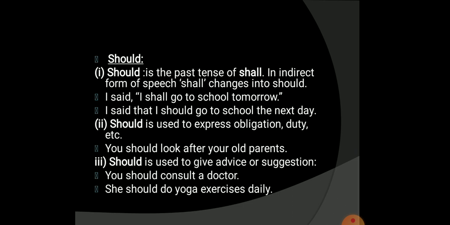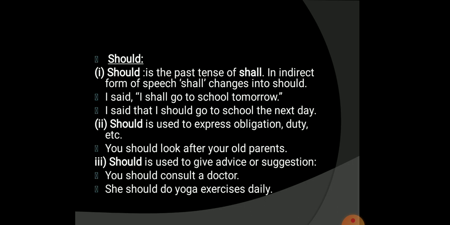So, the next is should. Should is the past tense of shall. In indirect form of speech, shall changes into should. Should is a modal verb most commonly used to advise or to give a command. Some of the examples we will be studying are: I said I shall go to school tomorrow. So, the modal of this line could be: I said that I should go to school the next day.